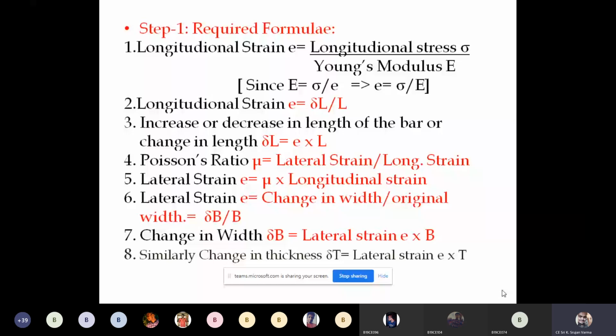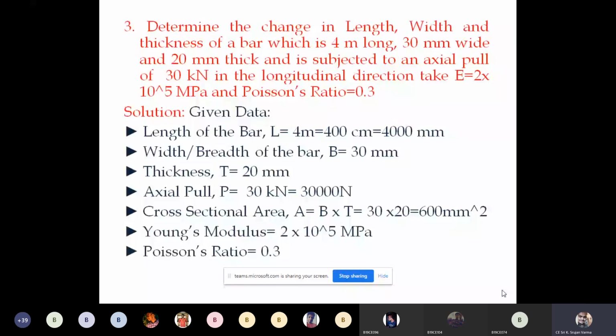Now from the sixth formula, I have obtained change in width delta B, which can be written as lateral strain multiplied by capital B, that is width. Similarly, change in thickness delta T can be written as lateral strain small e multiplied by thickness. So eighth one, seventh one, and third one appear to be same, isn't it? Yes. Now these are the required formulae which we need to solve the problem. Now I'm just going to substitute the values which are given in the problem in these formulae.